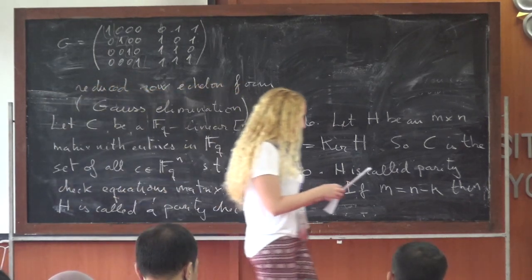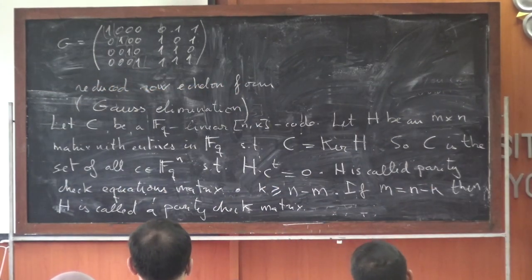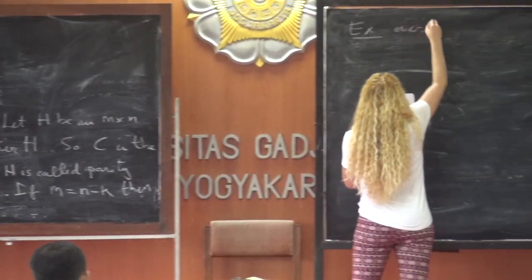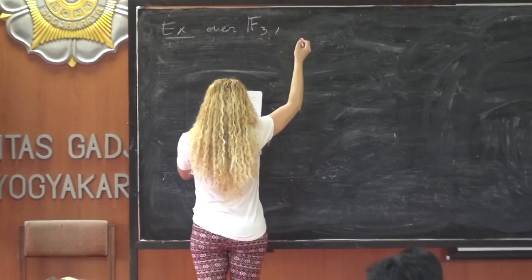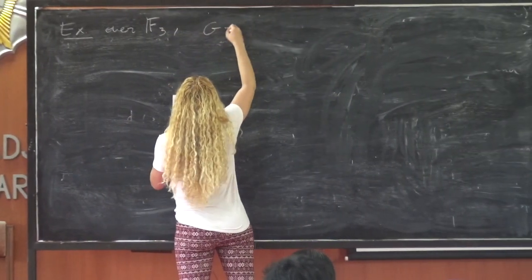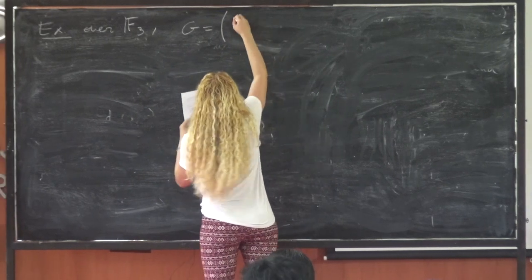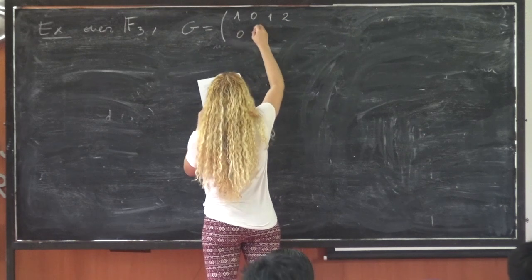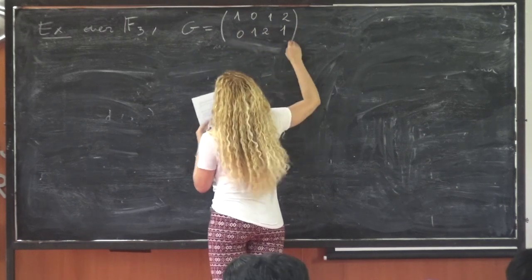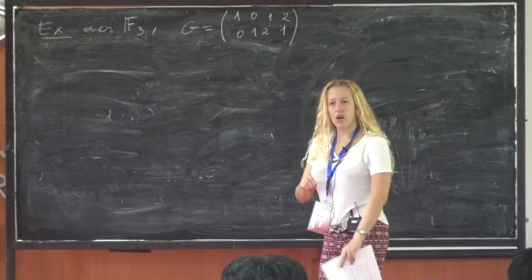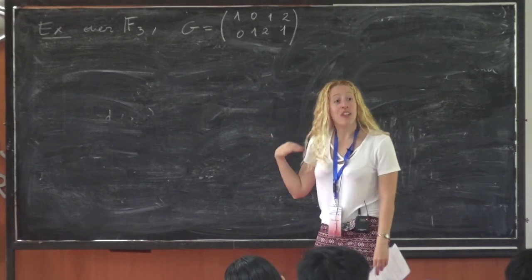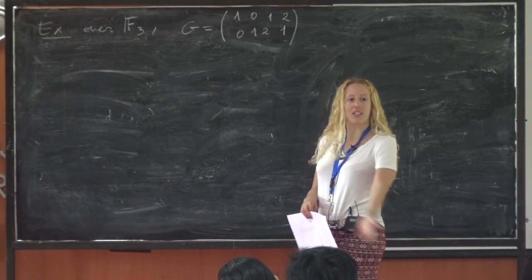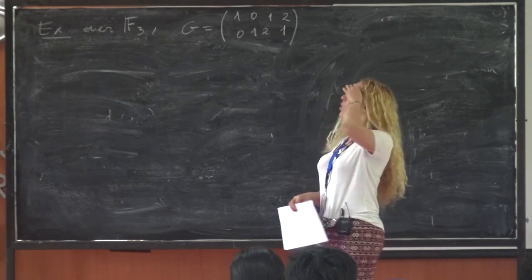Okay, so maybe this is a little bit confusing, so I'm going to make an example. So imagine that over F3, you consider the code that is generated by this matrix: 1, 0, 1, 2, 0, 1, 2, 1. Okay? So I'm taking this code. You see, now that I introduced the formalization of the generator matrix, it's super easy to describe a code. You just have to take a matrix. Okay? So let's take this code.